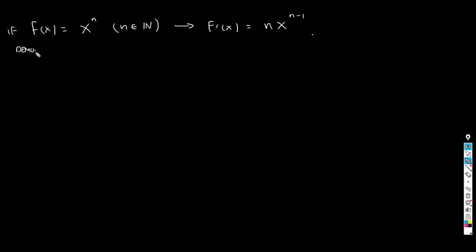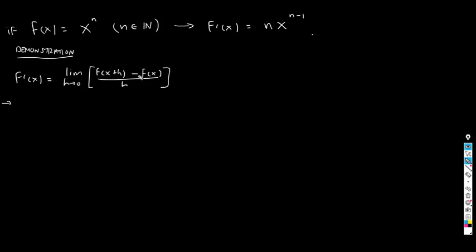So the demonstration is as follows. Pay attention, because I'm going to ask you to demonstrate it once again, like you did the other demonstration of the formula for the derivative. Okay, so let's start. How do I start? Well, I write the basic formula for the derivative, which is the limit as h goes to 0 of my quotient f of x plus h minus f of x over h. Okay, and I continue reasoning from here.